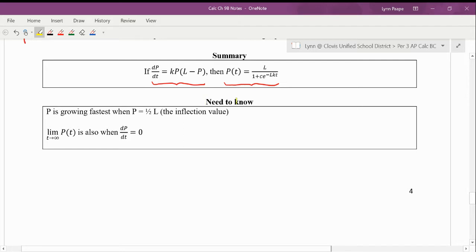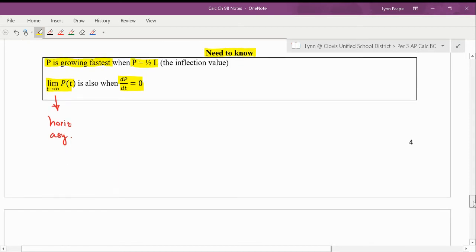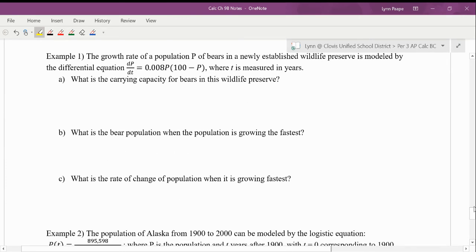So what do we need to know? We need to know that the population is growing fastest when we are at the point of inflection, and that is when we are at half of the carrying capacity. We also need to know that we find that carrying capacity by taking the limit to infinity, right? That finds me a horizontal asymptote, which is my carrying capacity. We also know that occurs when that rate of change is approaching 0, okay? So that is what we need to know, how to work with those equations, and those 3 ideas. So let's take a look at a few examples.